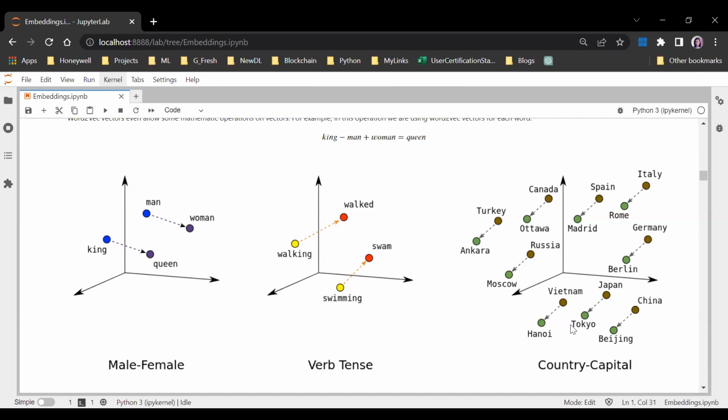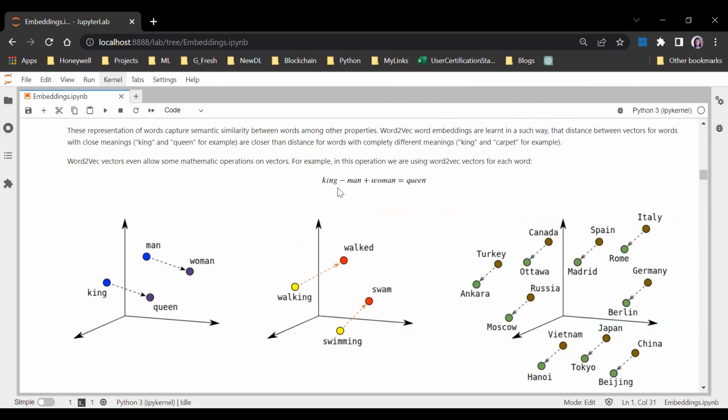Coming to the country-capital chart, here we see that all the countries and their capitals are placed very near to each other in the entire vector space. And using word2vec, we can even perform operations like the one shown here: king minus man plus woman is equal to queen. So this type of vector space gets generated, and based on it, we can derive some information by using such simple operations.